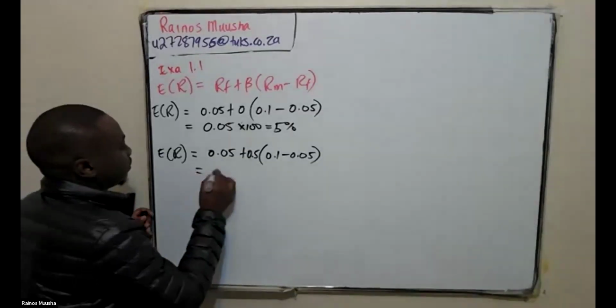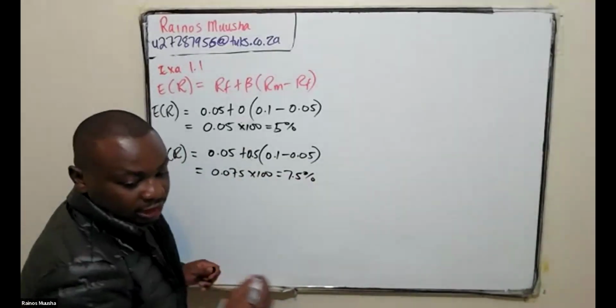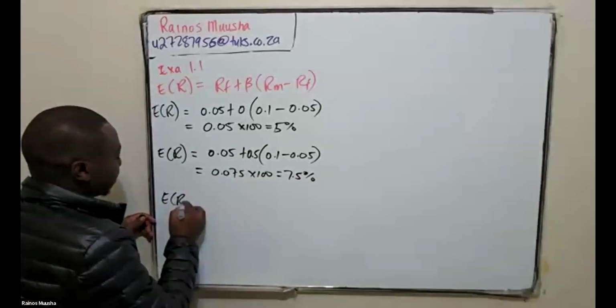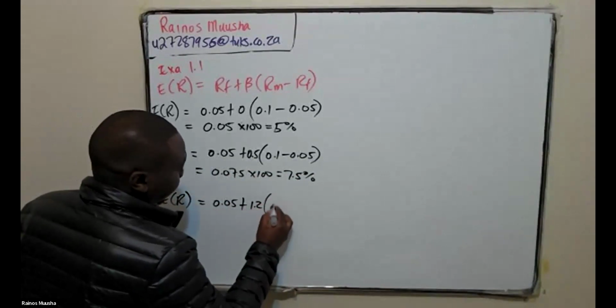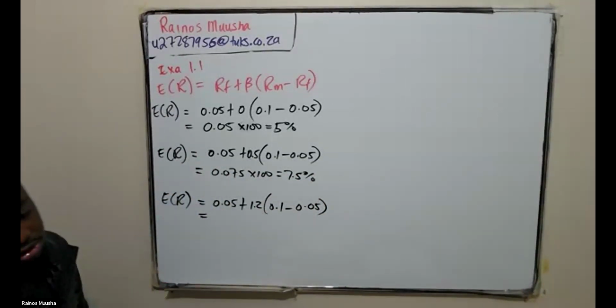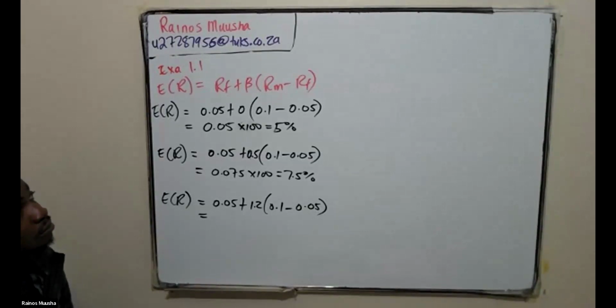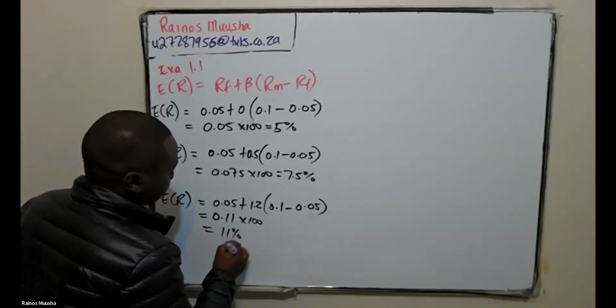0.075 multiplied by 100 gives you 7.5%. And then if your beta is equal to 1.2, you expect the return to be 0.05 plus 1.2 in brackets, 0.1 minus 0.05. So given this information, how much would you get as your expected return? 0.11. So 0.11 multiplied by 100 gives you 11%.